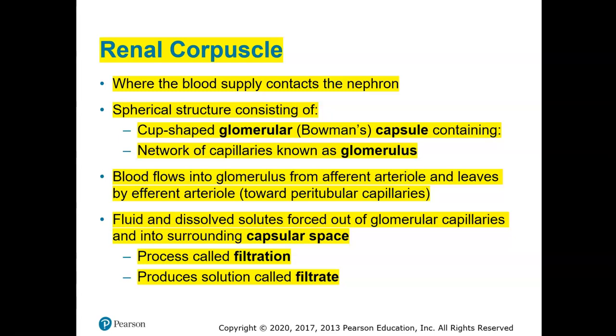Okay, the notes on the renal corpuscle is where the blood supply contacts the nephron. It's where the blood is filtered into the collecting portion of the nephron. The renal corpuscle consists of the glomerular capsule, which is what collects the filtrate from the blood, and the glomerulus, which is the name for the capillaries.